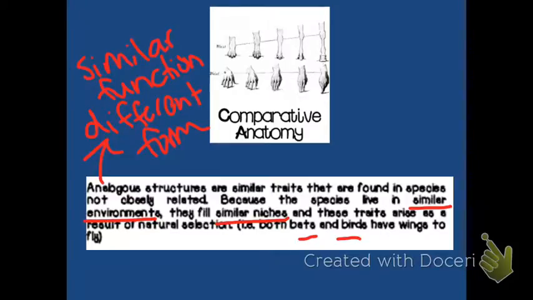And this points back to the idea that environment causes organisms to change and evolve over time, as organisms with the best adapted traits are able to survive and reproduce better in the environment.